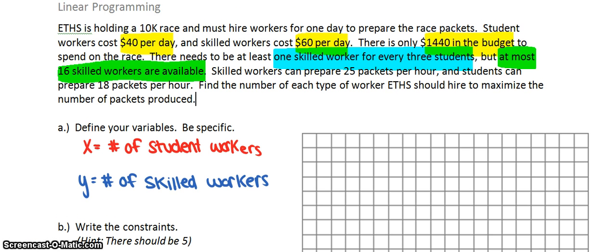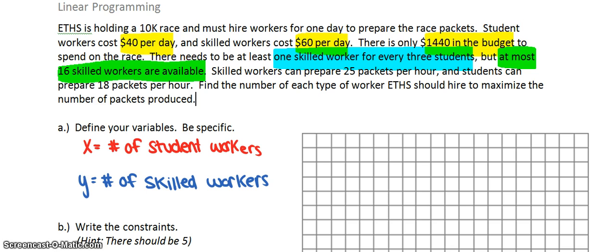Okay, so a strategy for approaching writing an equation from a word problem is to highlight the important numbers and information you're given. So I try to color code them by common themes. So everything highlighted in yellow refers to the money constraint. So workers cost $40 and $60 per day, but we only have $1,440 in the budget. That all has to do with the constraint of not having unlimited money, but having to pay people.